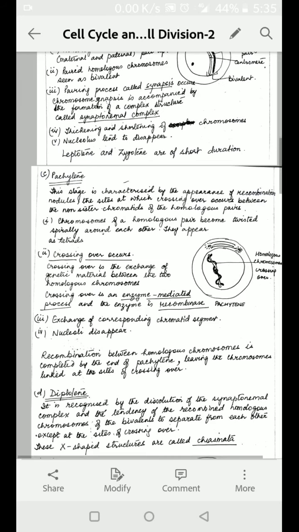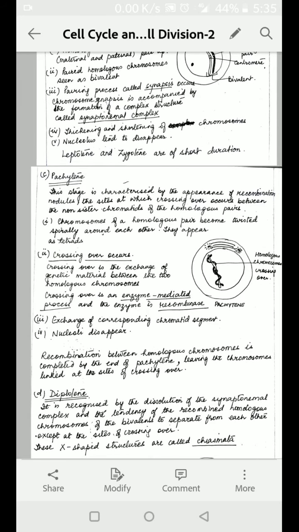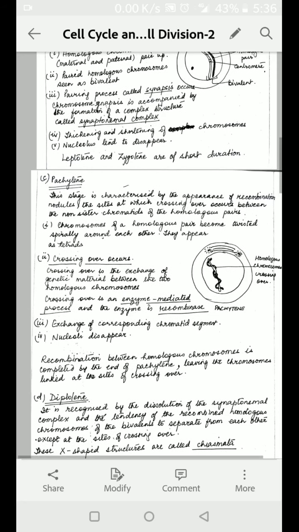One maternal and one paternal chromosome, as you can see in the diagram also. The chromosomes of a homologous pair, which are called bivalent chromosomes, become twisted spirally around each other and appear as tetrads. Crossing over is the exchange of genetic material between the two homologous chromosomes, and it is an enzyme-mediated process. The enzyme involved in crossing over is termed recombinase.